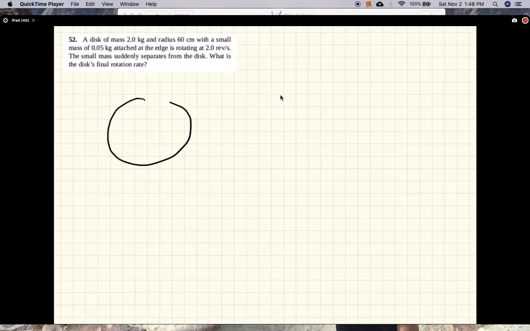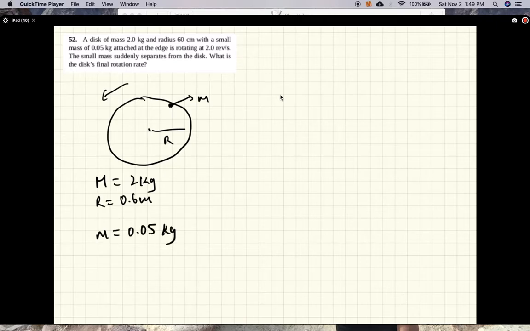Right, so here's the top view of the disk, and the disk is rotating about this axis, and we have a small mass on the edge. The disk has a mass of 2 kg and radius of 0.6 meters. We'll say capital M for the mass of the disk, 2 kg, and this mass is small m, and little m is 0.05 kg. And omega is 2 revolutions per second, and each revolution is 2 pi radians, so 4 pi radians per second.